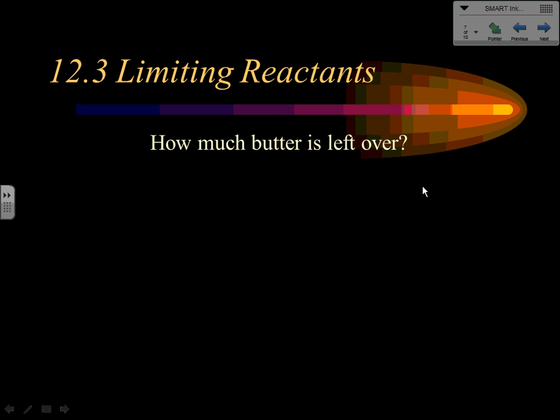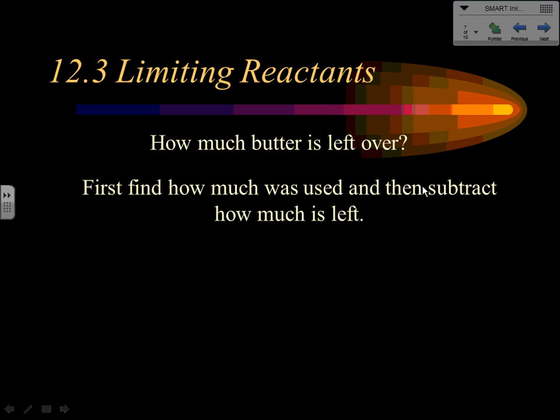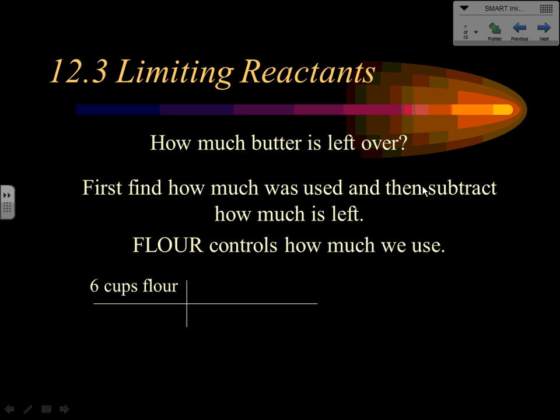So if I want to know how much butter is left over, recognize I first have to find out how much butter was used. Then I subtract to find out how much is left. So it involves 2 separate problems. And remember, flour controls how much butter we use. So my limiting reactant, I had 6 cups of flour. That's going to control how much butter I use. So how much butter did I use in getting rid of my 6 cups of flour? That's what I'm looking at here.